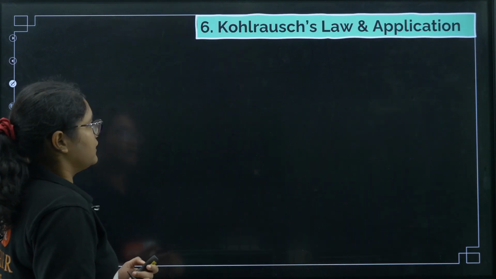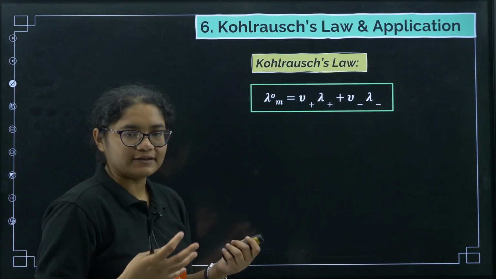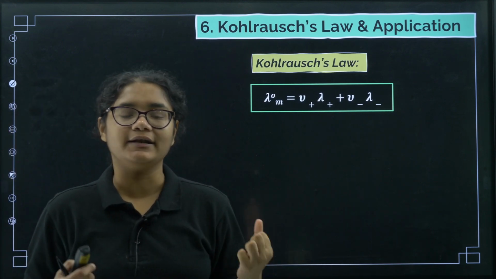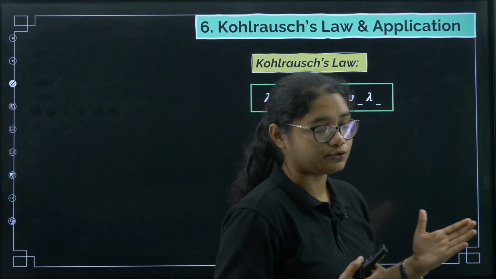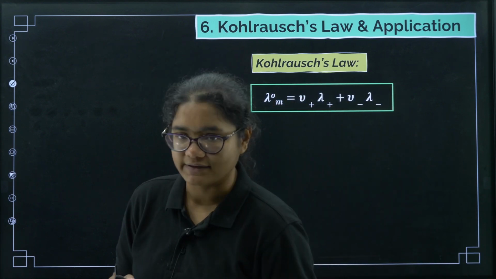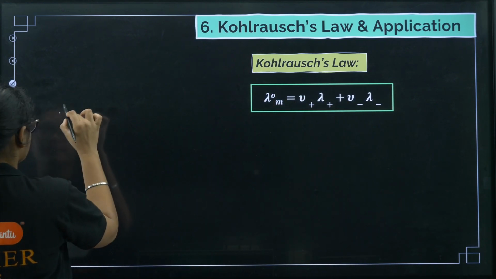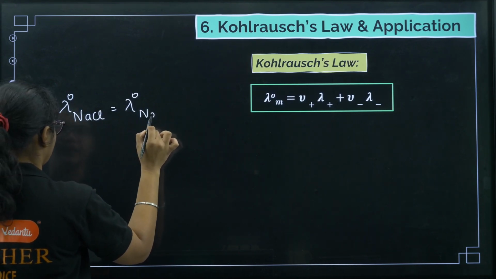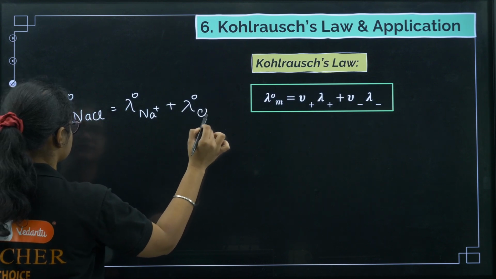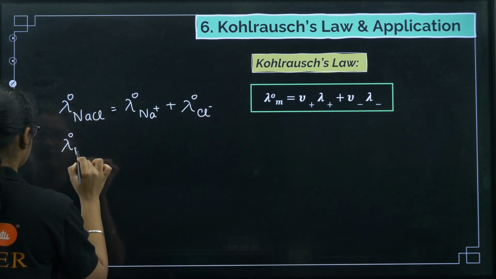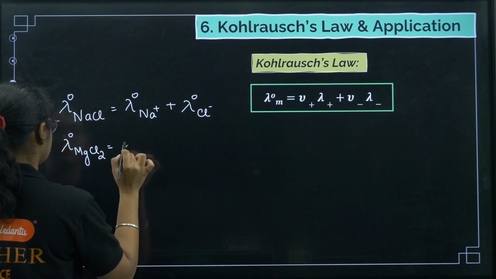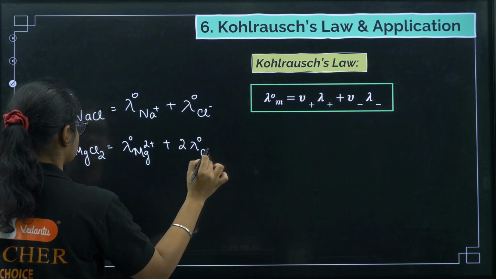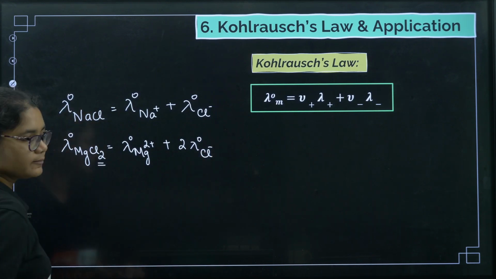Next, coming to Kohlrausch law. Kohlrausch law tells you that for an ionic electrolyte, the total conductance of the electrolyte is due to the conductance of its cations and anions. For example, the conductance of NaCl is equal to the conductance of Na plus plus the conductance of Cl minus. For MgCl2, it is equal to the conductance of Mg2 plus plus 2 times the conductance of Cl minus, because we have 2 chlorine here.